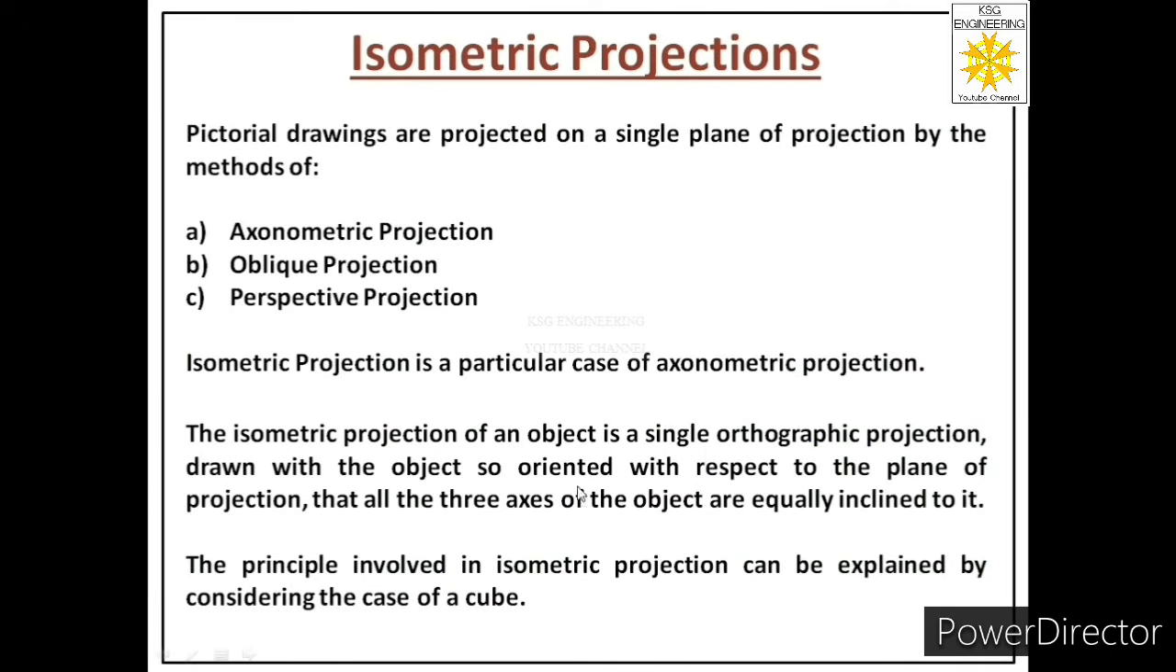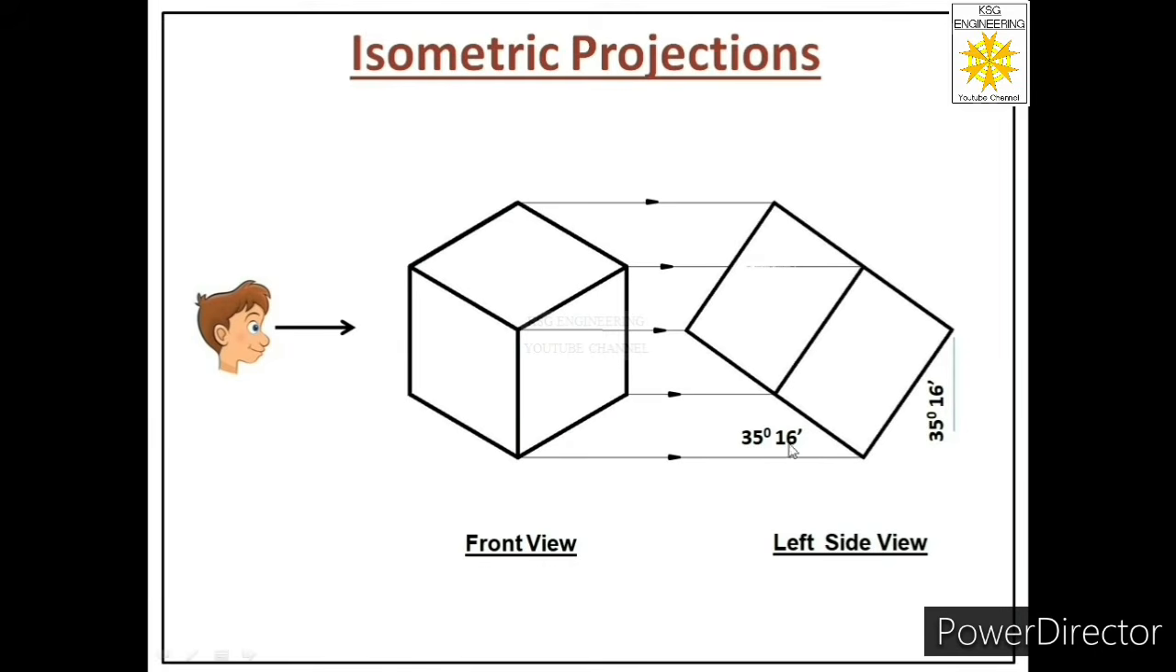So what next? So oriented with respect to the plane of projection that all the three axes of the object are equally inclined to it. Yes, of course. So when we do this, what we get is that all the three axes of the cube are equally inclined to the plane of projection. So the projection so obtained is called the isometric projection of the cube. I hope now the definition of isometric projection is clear to you. Now let us move to the next part of this lecture.